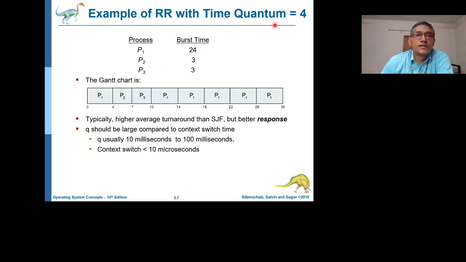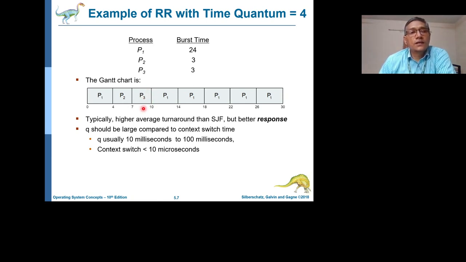Because the time quantum is 4, P1 gets the attention of the CPU, and it will execute for 4 milliseconds. Then P2 will get the attention of the CPU, but the time quantum is still greater than its burst time of 3, so lesser than 4. It will execute for 3 milliseconds and complete. Then P3 will execute for 3 milliseconds, still less than 4, so it will also complete its execution.